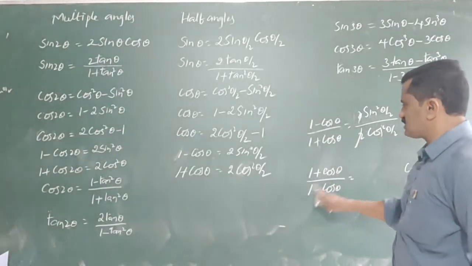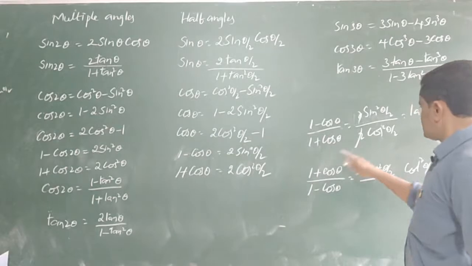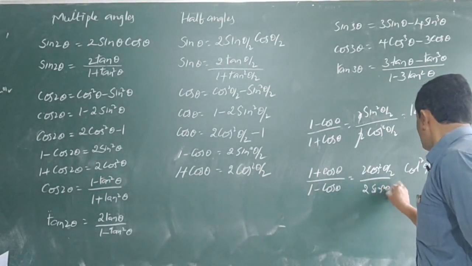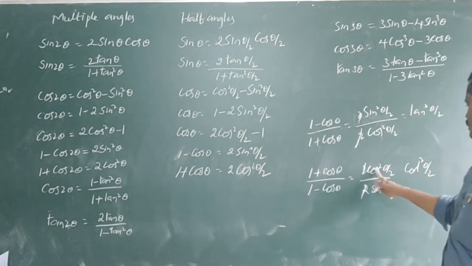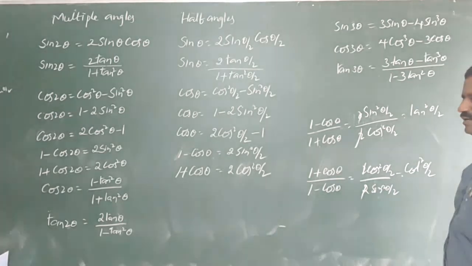So what is 1 plus cos theta? We have 2 cos square theta by 2. What is 1 minus cos theta? We have 2 sin square theta by 2. So 2 gets cancelled, cos by sin we have cot, therefore that is equal to cot square theta by 2.